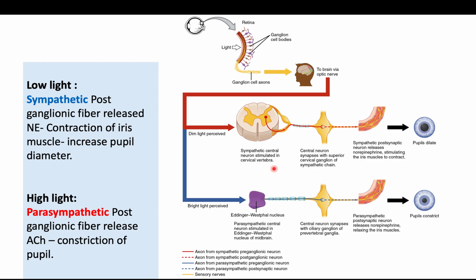So basically for the low light or sympathetic response, you can see that it goes straight to the sympathetic nervous system and to the pupils and causes dilation of the pupils. But in the parasympathetic, the information actually originates in the adrenergic nucleus.